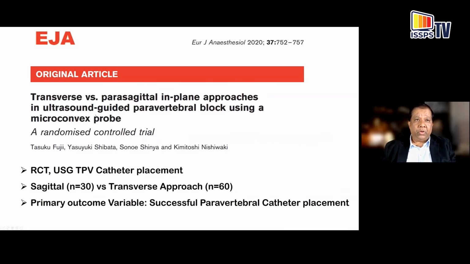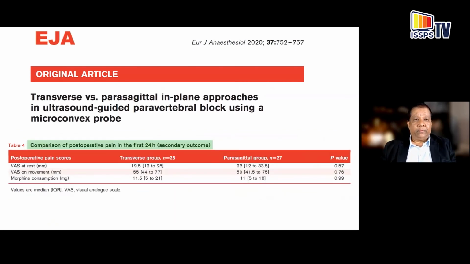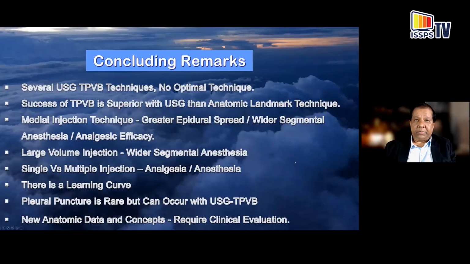Also, Dr. Shibata and the group have shown, when you place a catheter with the transverse or the parasagittal approach in a randomized controlled trial, that there are no differences. Whether you perform a transverse or a sagittal scan, the catheters will be in the paravertebral space.